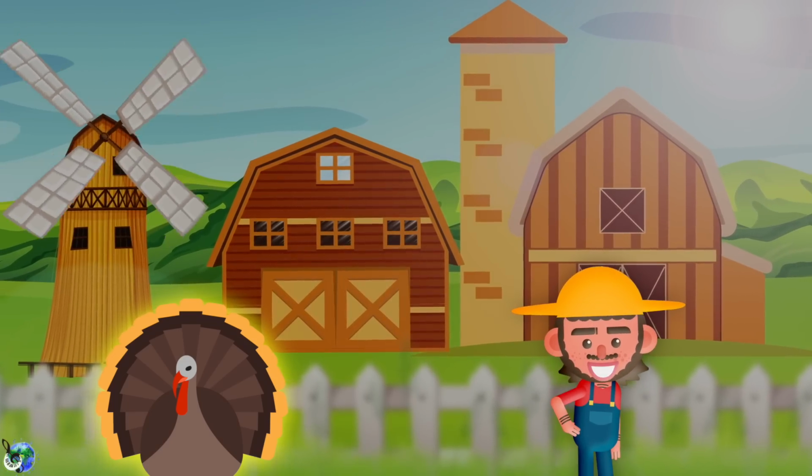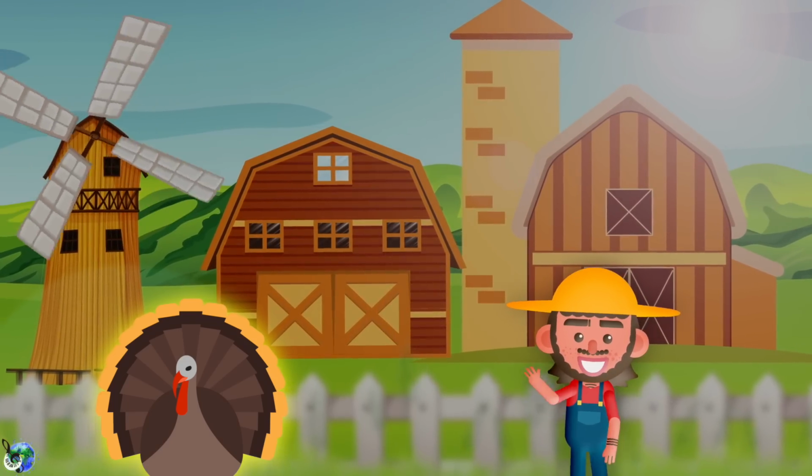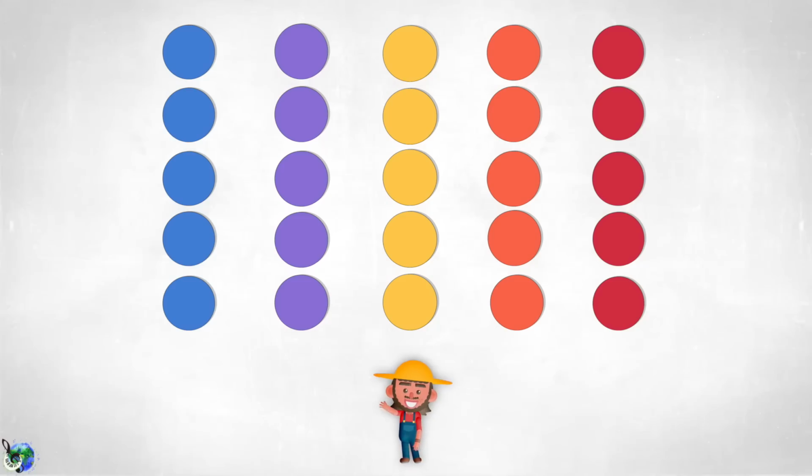To hide Turkey Lurkey from the farmer. One student will be the farmer at the front of the room and must close their eyes with their back turned to the class.